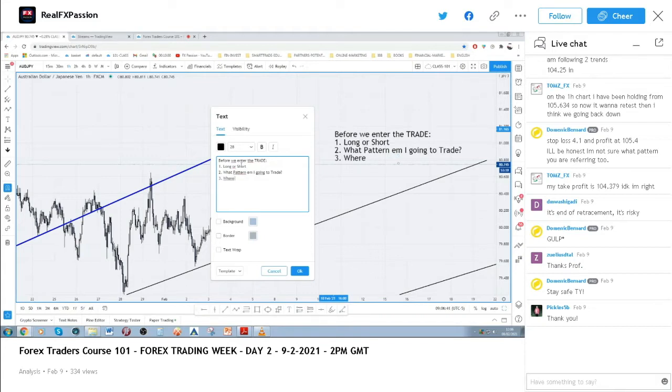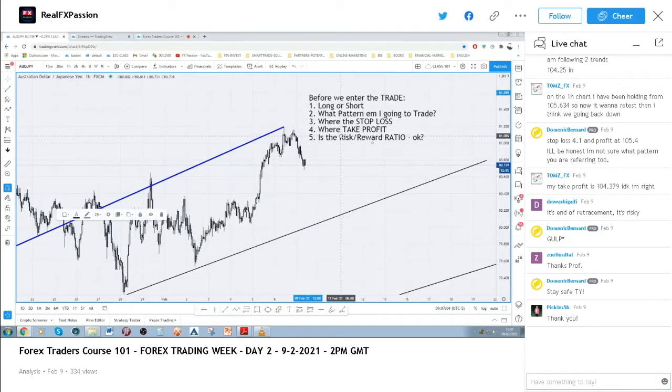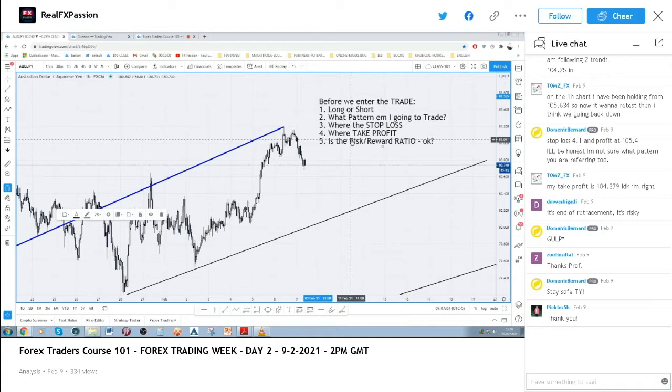Question number 3, where is the stop loss? And number 4, where is the take profit? Number 5, is the risk reward ratio okay? Those are the recurring questions, everybody, for the beginner trader.